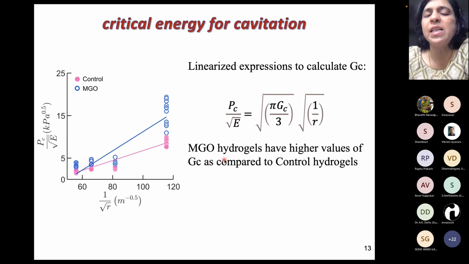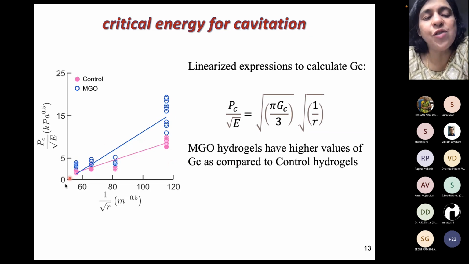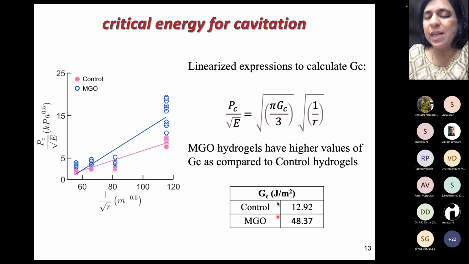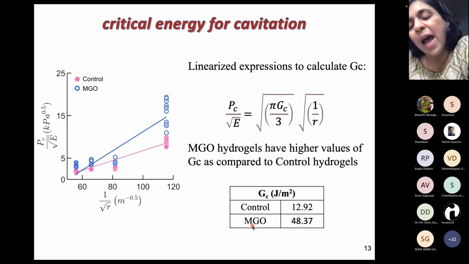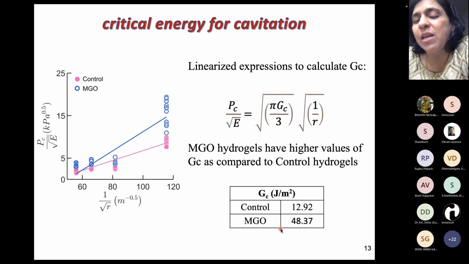But in general, what we can say is that the modulus of the MgO hydrogels, which were double that of controls, they seem to have higher values of GC as compared to that of the control hydrogels. And this is what the table actually looks like, that addition of MgO has been somewhat beneficial because we have increased the toughness from about 13 to about 49 joules per meter square. So we seem to have done fairly well. But the problem remains, which is that of brittle ruptures in the hydrogel.